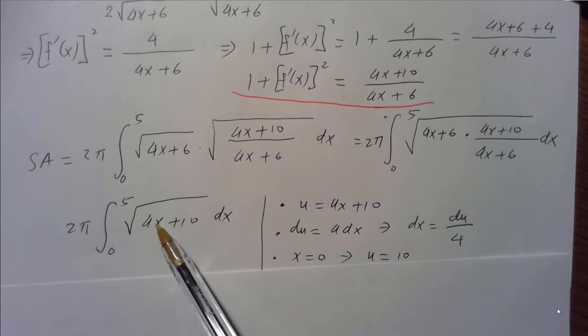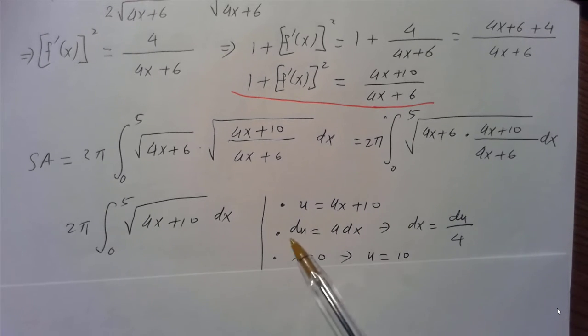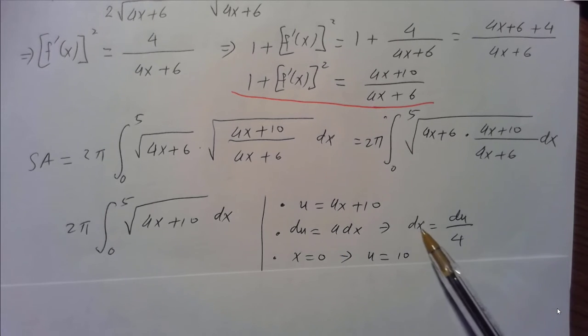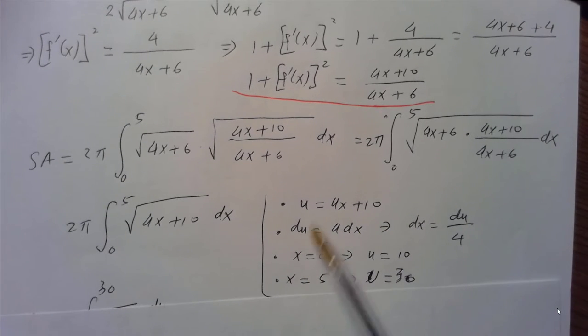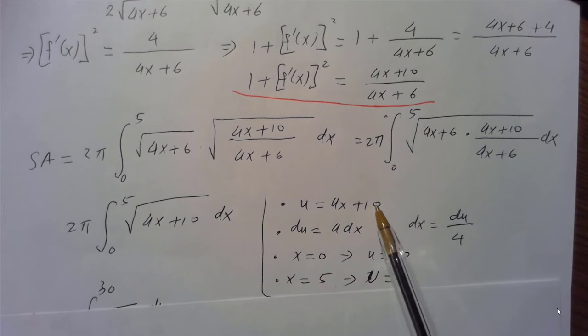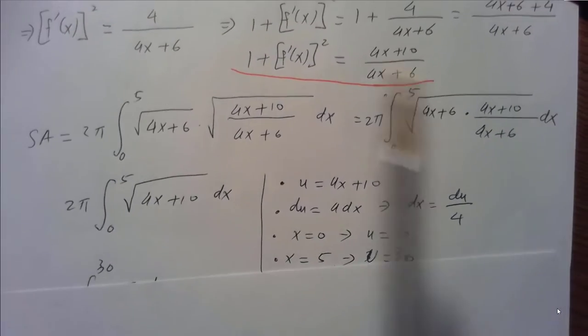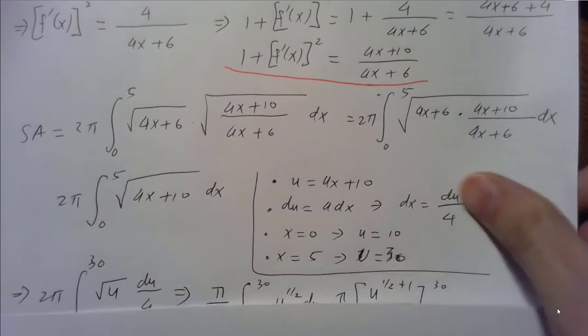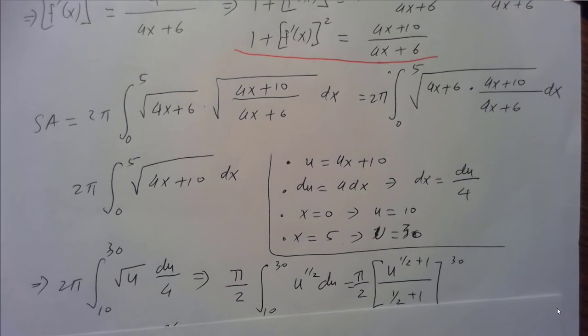Let u be 4x plus 10, the term under the radical. du is 4 dx, so dx is du over 4. Make sure you change the x to u, and make sure the limits of integration also change from x to u. When x is 0, 0 times 4 is 0, plus 10, u equals 10. When x is 5, 5 times 4 is 20, 20 plus 10, 30 for u. So the new limits of integration go from 10 to 30.